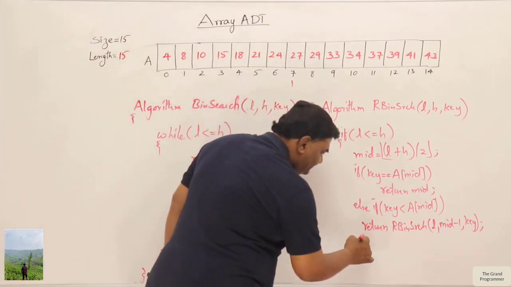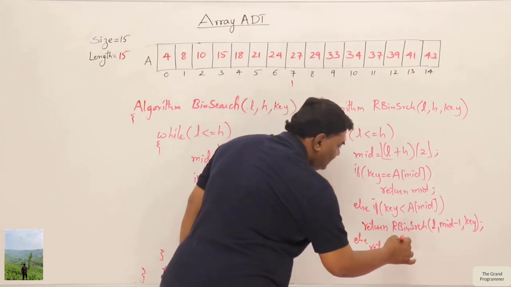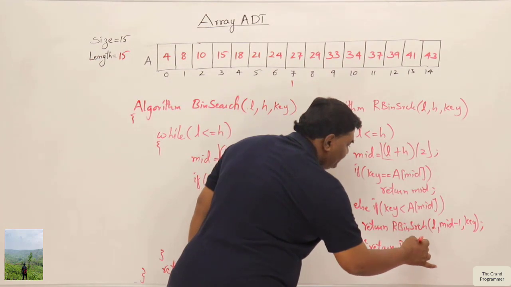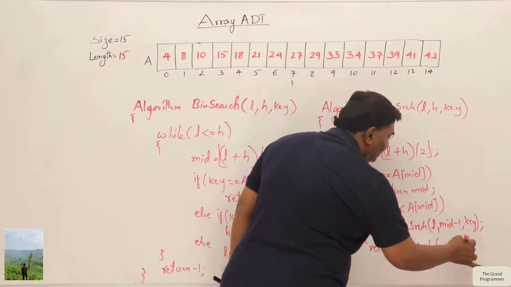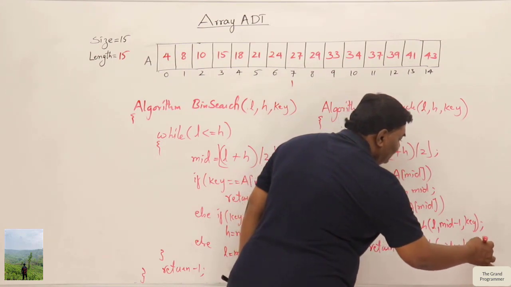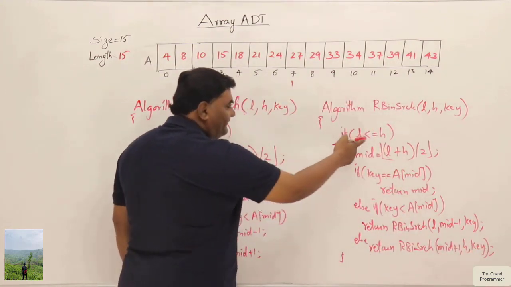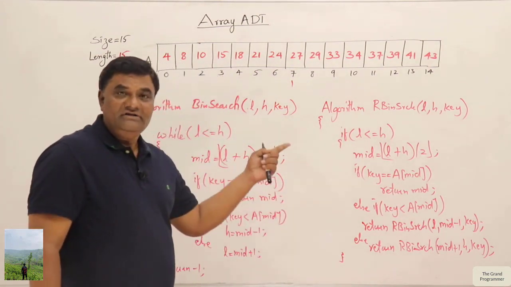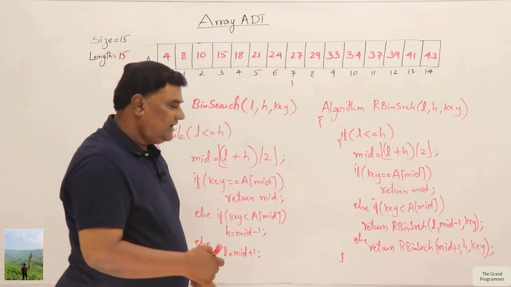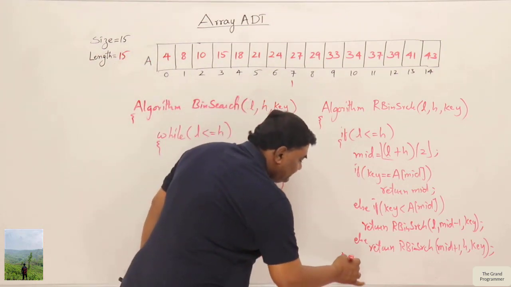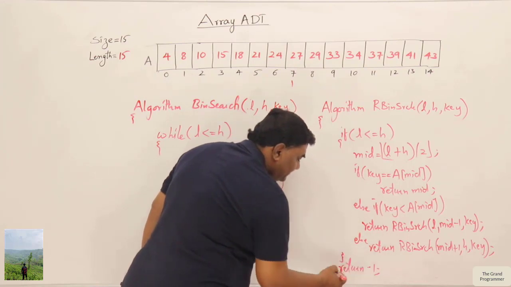So else, return R bin search mid plus 1 and high as it is, and the key also. That's all. If low is less than or equal to high, do all these things. If low is not less than or equal to high, then return minus 1, meaning the key is not found.